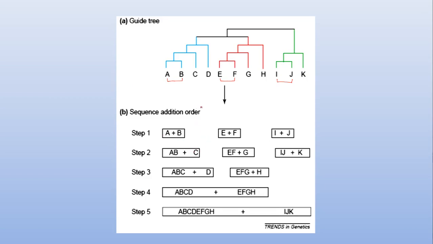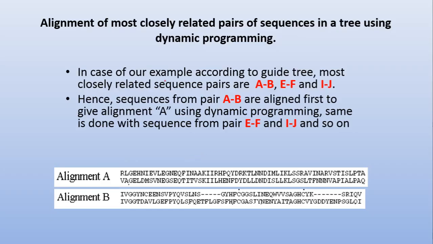This is called the progressive strategy to align the sequences. Why? Because we are progressively adding the remaining sequences to the previous alignment. Let's say, for example, C would be added to the alignment of A and B, G would be aligned to the alignment of E and F, and K would be aligned to the alignment of I and J. Since we are progressively adding these sequences, we say that this is a progressive strategy. So that is what we have discussed.